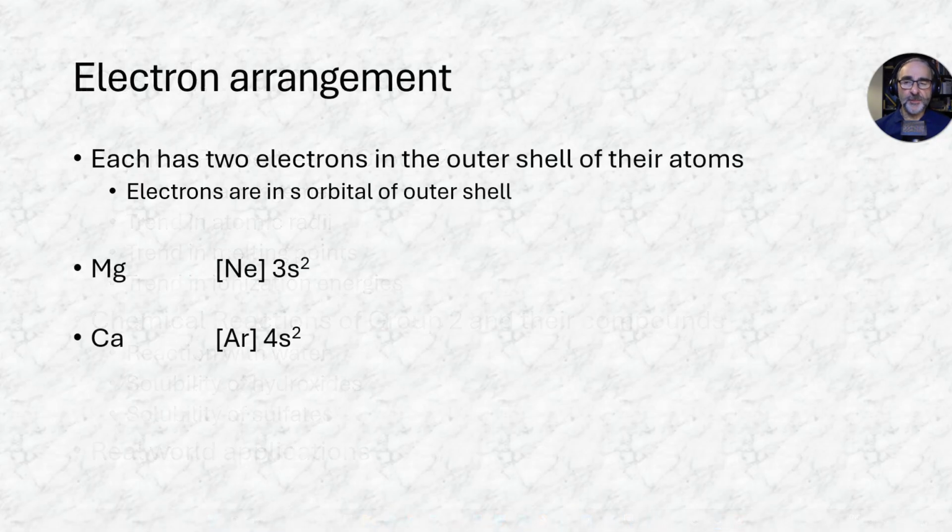The first physical property we're going to talk about is the electron arrangement of the electrons in the outer shells of the atoms of Group 2 metals. And because it's Group 2, there are 2 electrons in that outer shell, in that valence shell. And those electrons are both in the s orbital. They fill the s orbital of that outer shell. For example, with magnesium, those outer shell electrons are in 3s2, and with calcium in 4s2, and so on.